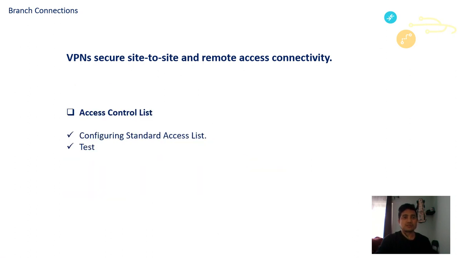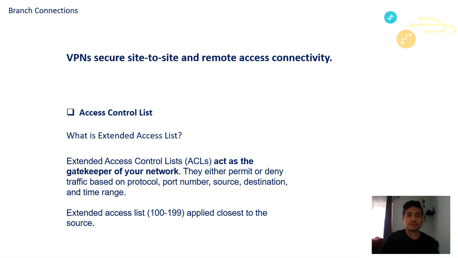Extended. Okay, so now we are moving to extended. There is another one, the extended. So what is an extended access list? The extended access list acts as the gatekeeper of the network. They either permit or deny traffic based on protocol, port number, source, and destination.